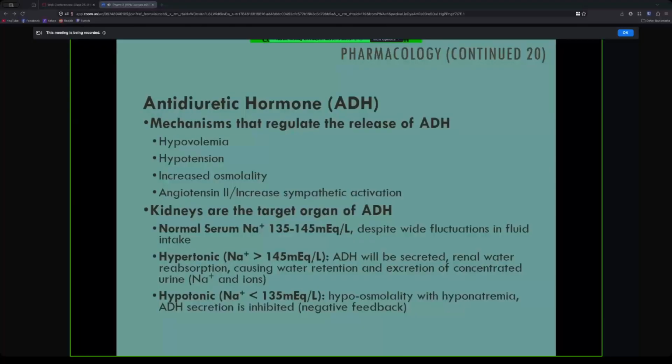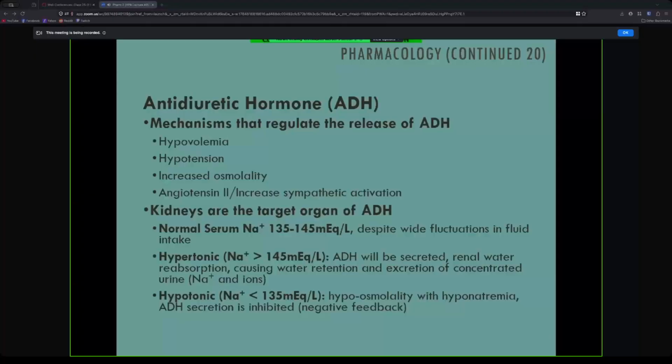Caused by a release or an increase in antidiuretic hormone secretion. So the reasons that ADH will be released into our system: hypovolemia, hypotension, increased plasma osmolarity, and also some receptors on the renin-angiotensin system, right? And angiotensin 2 is going to increase sympathetic activation.